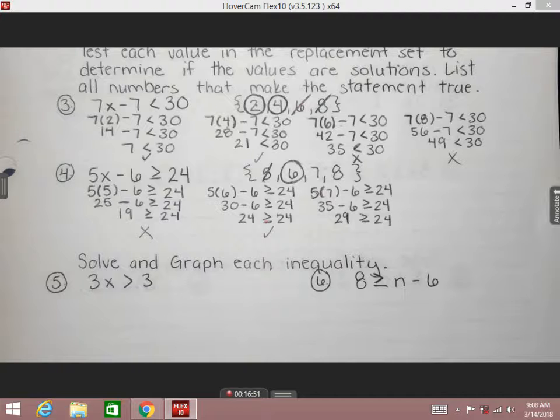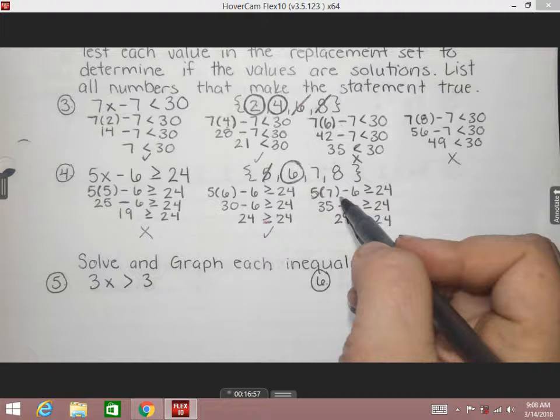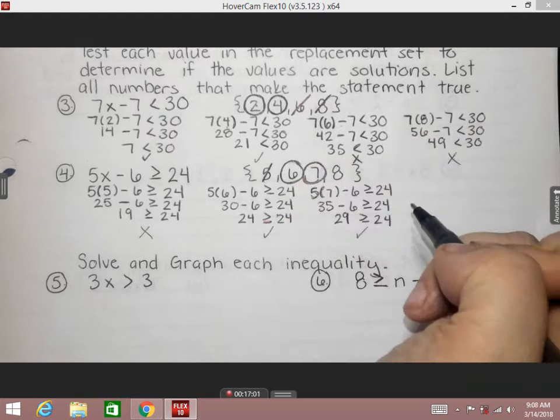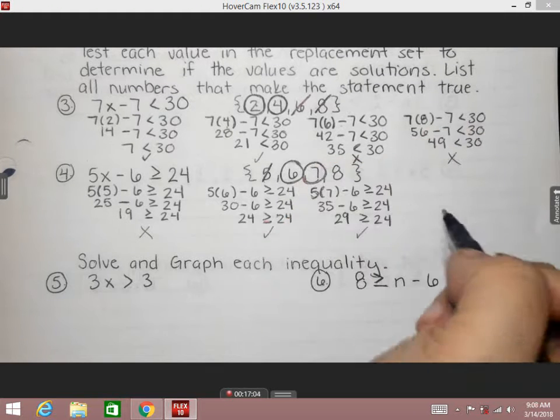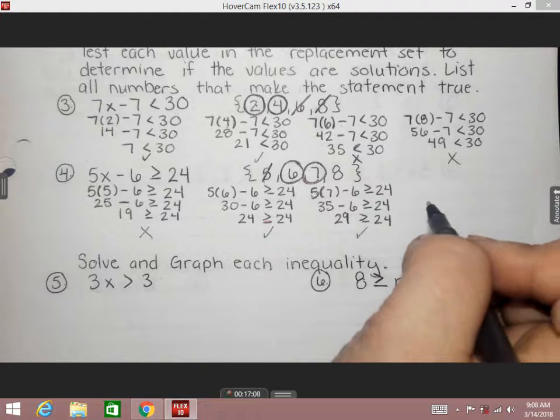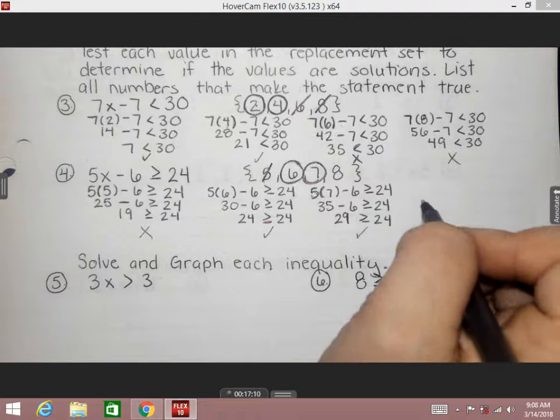Is 29 greater than or equal to 24? Yes. Okay. Didn't we expect that to happen since I used a bigger number now? So we get 7. Let's circle 7 because it worked, all right? So even though we know 6 and 7 work, we probably can assume 8 works. Still got to show the math. Still got to prove it.